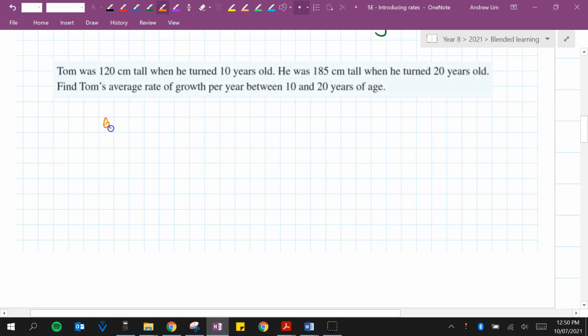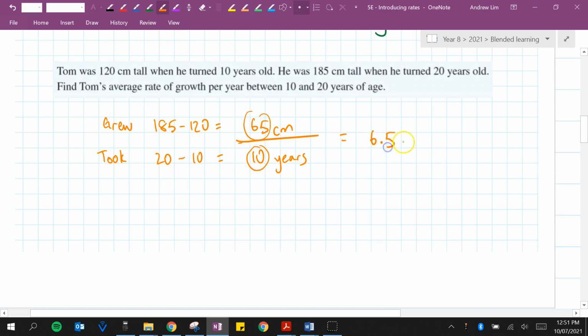So he grew 185 minus 120. He grew 65 centimeters. How long did it take? It took 20 years old minus 10. It took 10 years. So he grew 65 centimeters in 10 years. What is that per year? Well, 65 divided by 10, because it's a fraction, it's just 6.5 centimeters per year.